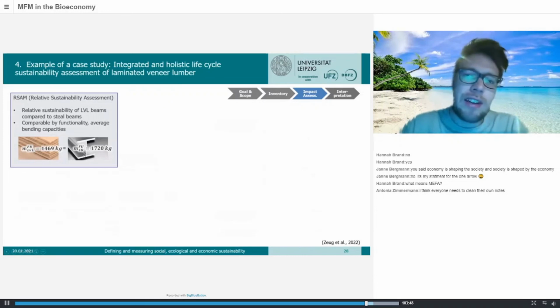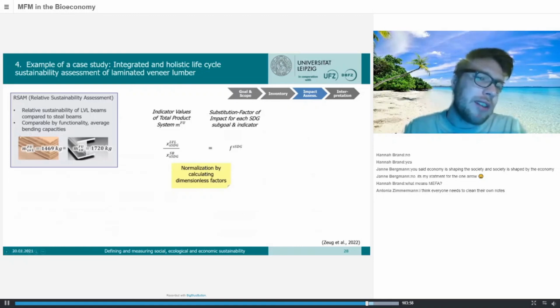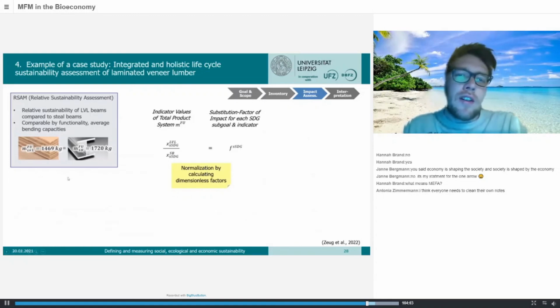What we are doing now is for every product system. On the one hand, we have a product system for the LVL, for the wood beams, and we have a product system for the steel beams. For every product system, we are calculating the indicators, and we get indicator values of the total product system. So, for example, the total CO2 emissions for producing LVL and the total CO2 emissions for producing a steel beam.